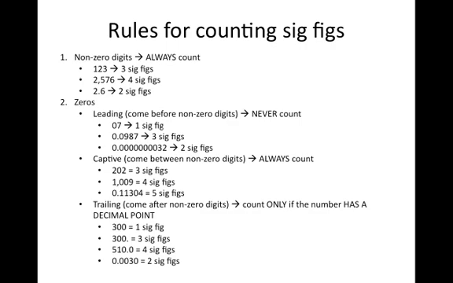This number has 2 different classes of zeros. The first 3 zeros in the number are leading zeros, so they never count. The 0 that comes after the 3 is a trailing 0. It does count in this case because the number has a decimal point. So this number has 2 sig figs.